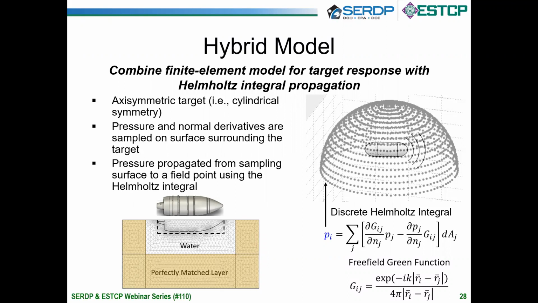What I'm showing in the bottom is a 105 millimeter artillery shell in the computational finite element domain that we use to generate the pressure and normal derivatives of the pressure on its surface. We then use the Helmholtz integral to propagate it out to the free field. This model has been benchmarked against other models that use different approaches, and we consider this to be what we would call our high fidelity exact model.